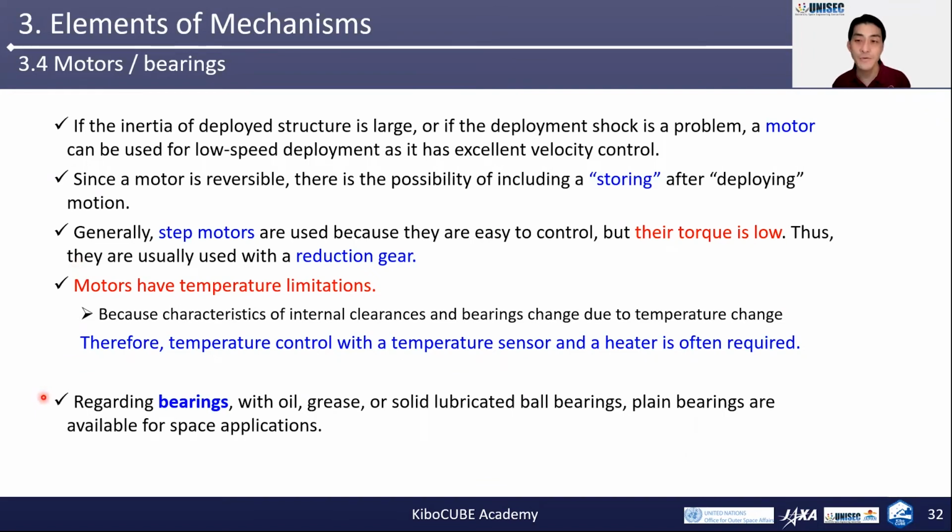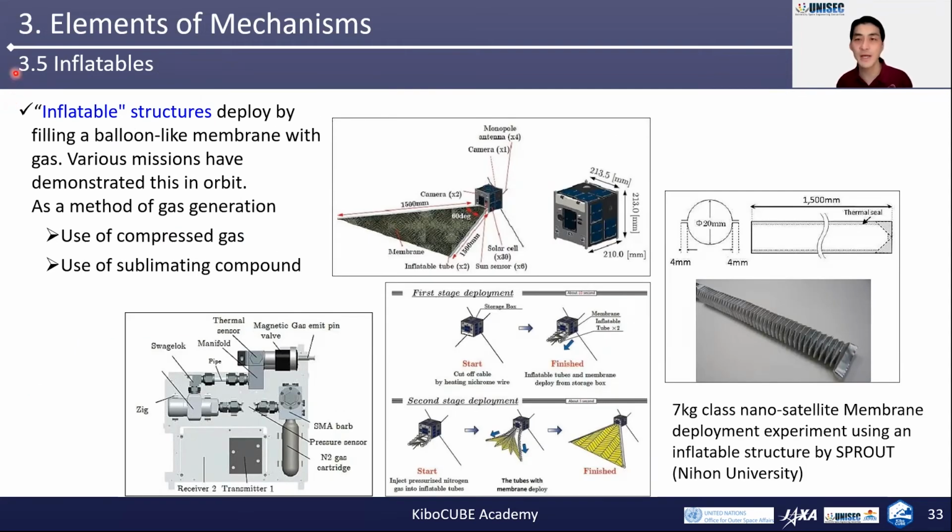Regarding bearings, with oil, grease, or solid lubricated ball bearings, plain bearings are available for space applications. The final mechanism element is inflatable. An inflatable structure is deployed by filling a balloon-like membrane with gas. Various missions have demonstrated this kind of mechanism in orbit.